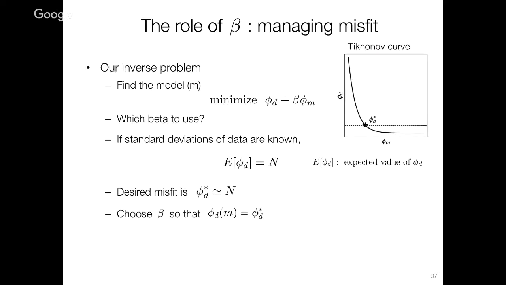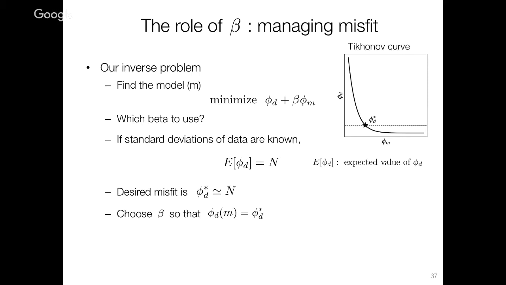And beta plays exactly that same role. So from our inverse problem, we're going to minimize the sum of the misfit plus beta times the model objective function. And so here's our trade-off. Every time we change beta, if it starts at infinity, then we're going to be up here. As beta gets smaller, we progressively go down this curve, and we end up here.